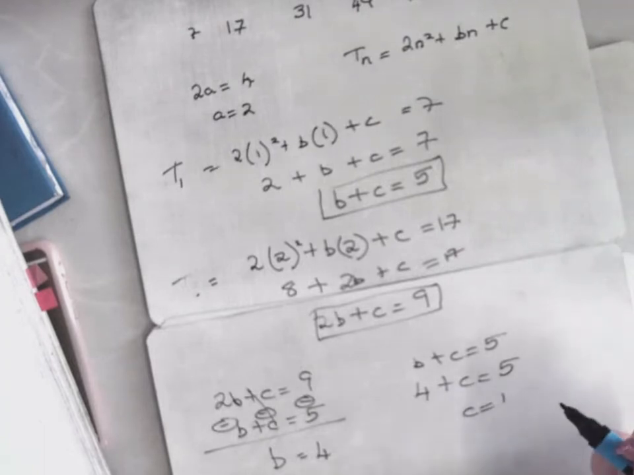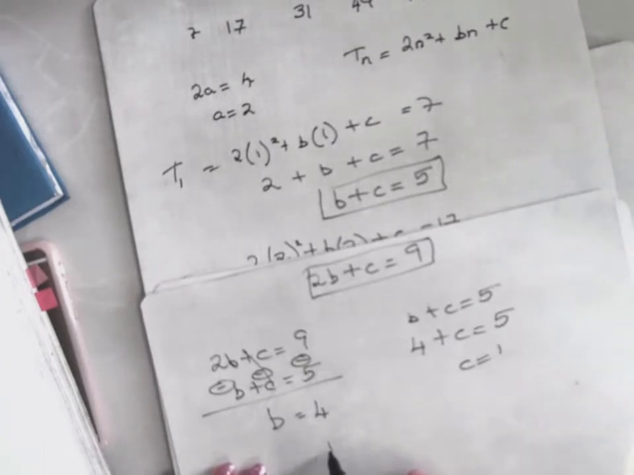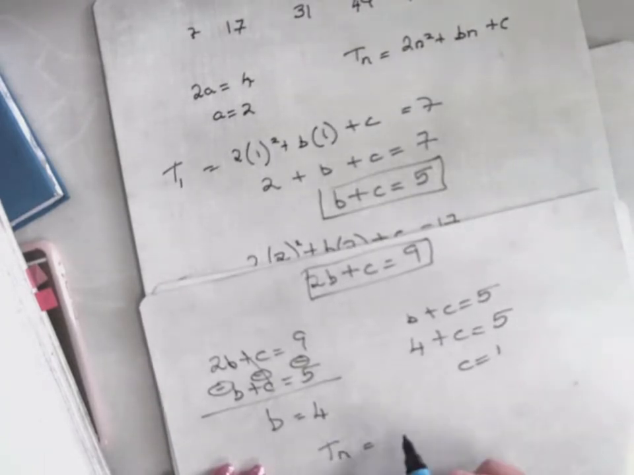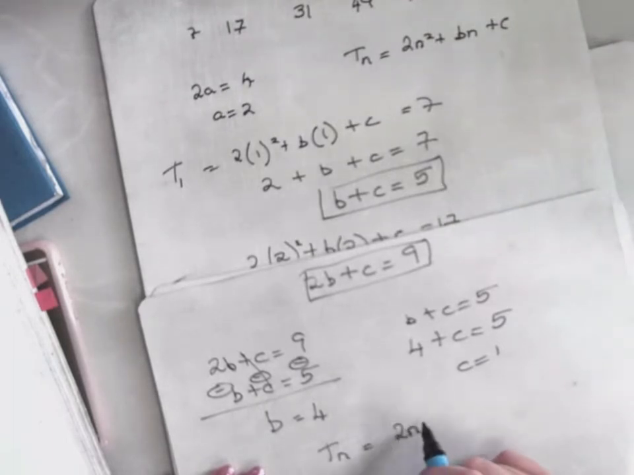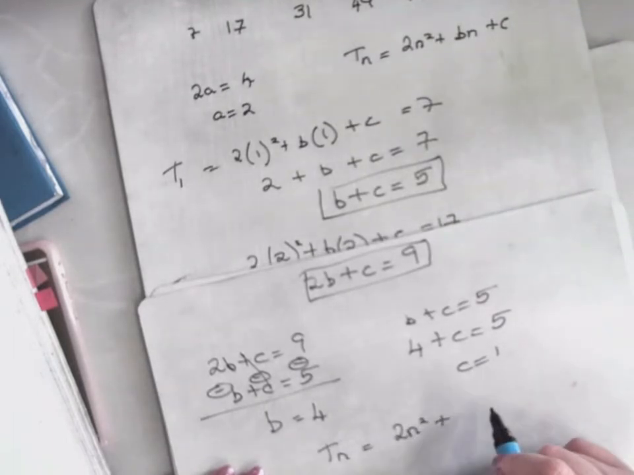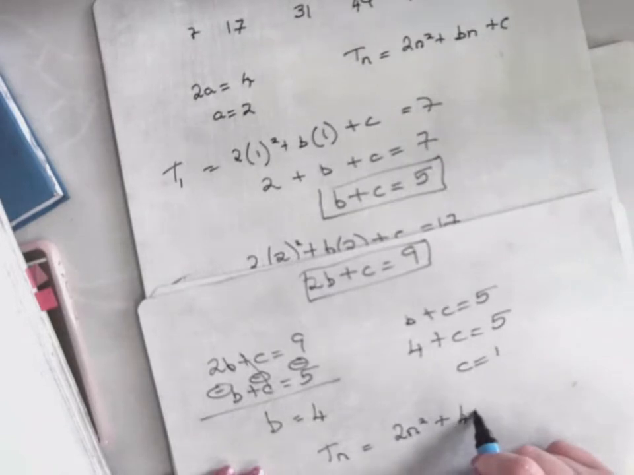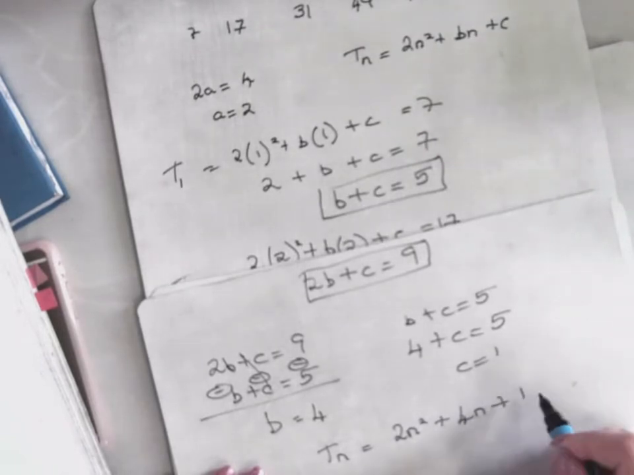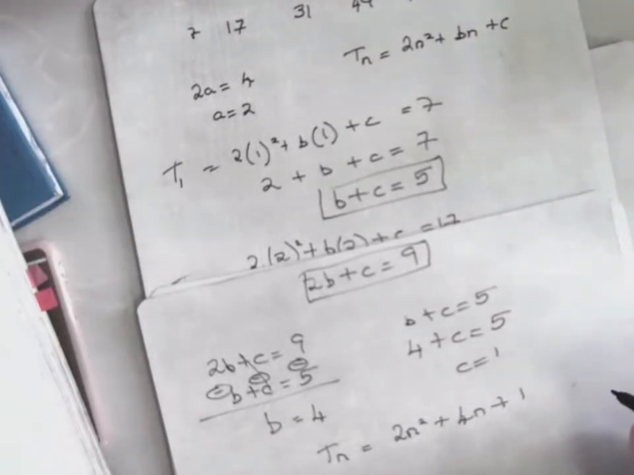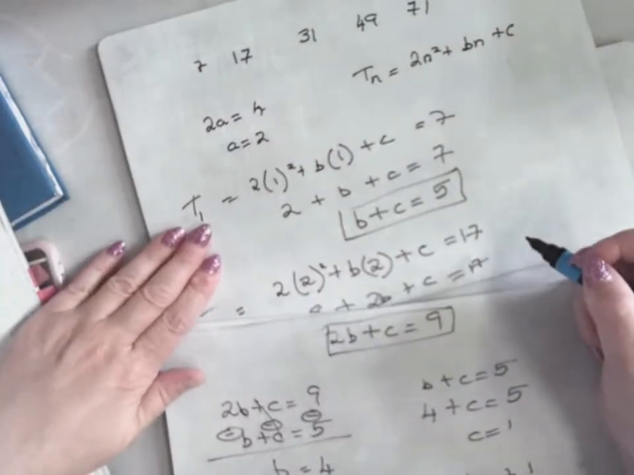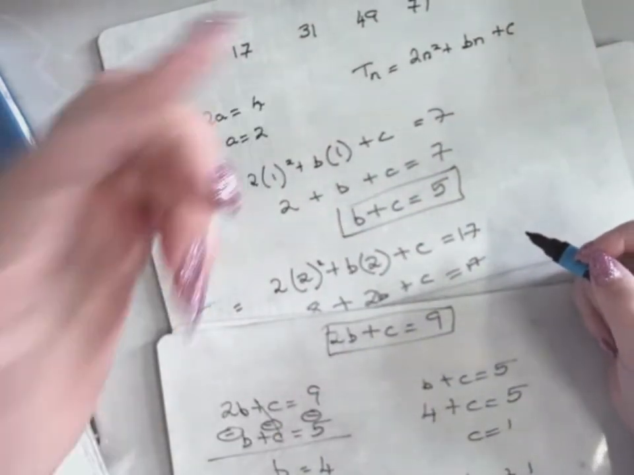So the question was find Tn. So Tn is 2n squared plus bn, which is 4n, plus c, which is 1. And you can check and see if you're right. Put in a 1, see you get 7. Put in 2, see you get 17. Put in 3, see you get 31, etc.